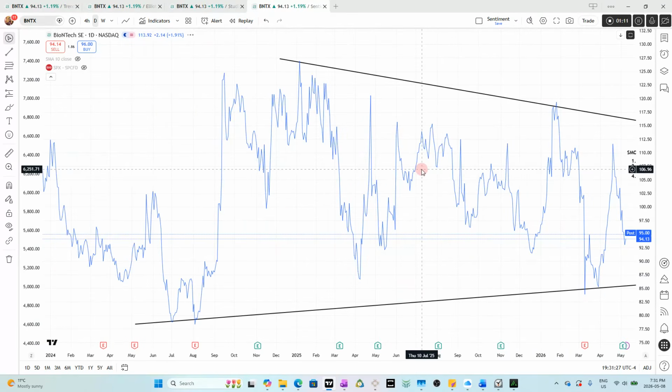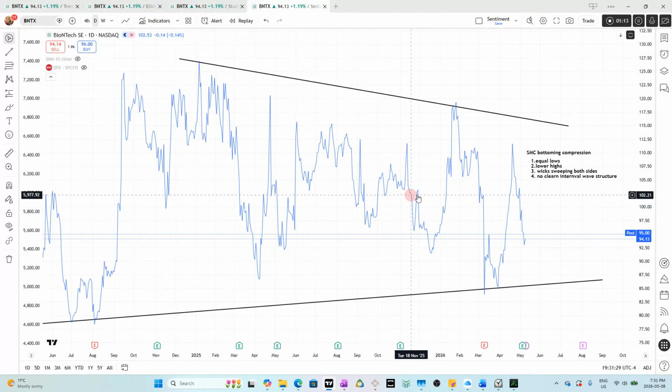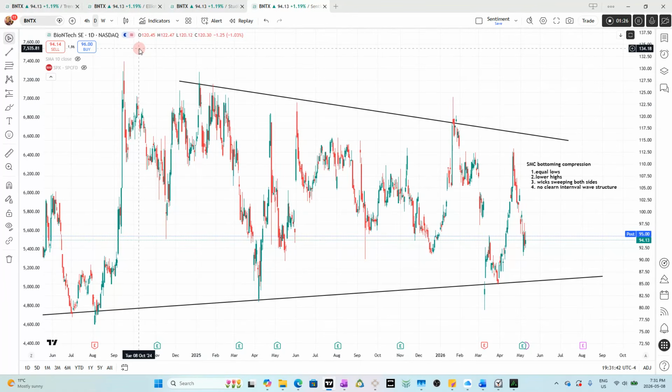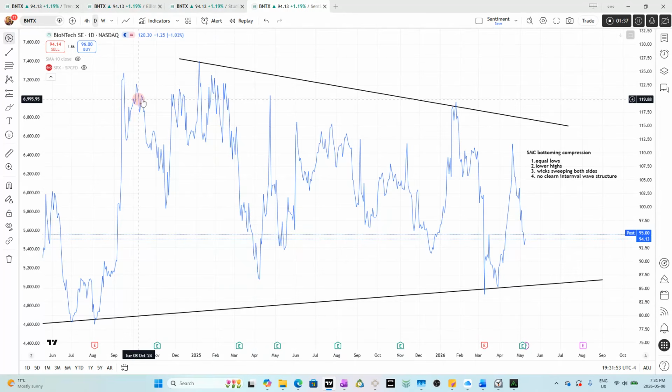Some of the characteristics of this pattern are relatively equal lows, lower highs, and we can kind of see that there. Wicks sweeping both sides. I don't have the candle view on right now, but if I make it candle, you can see these wicks everywhere, wicks on that side, wicks on this side, a gap up low here. I just made it simpler, but you can see these sharp turnarounds, a sharp turnaround here, here, here. Here's a very sharp turnaround.